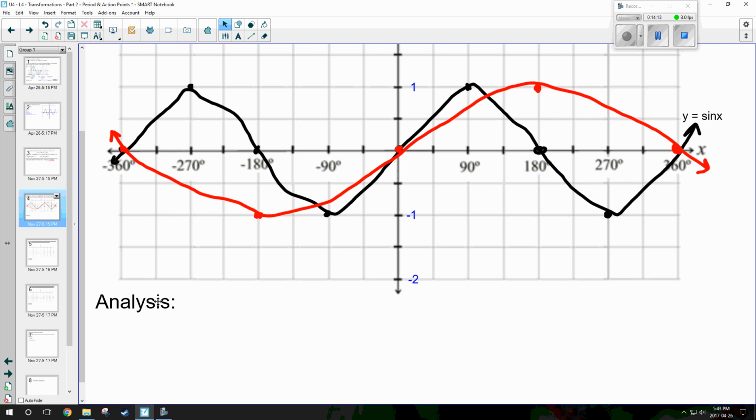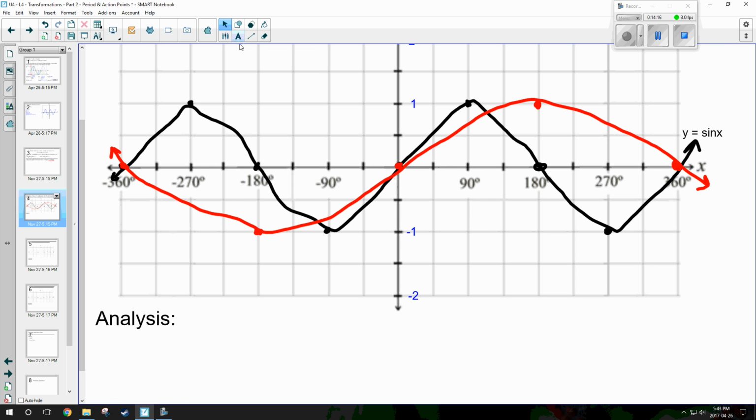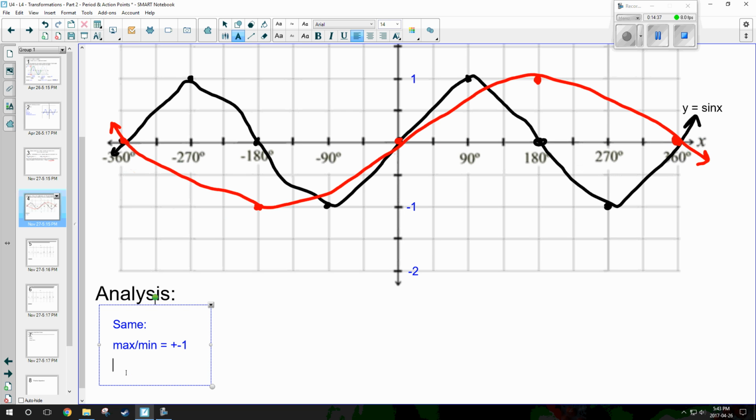So let's look at our analysis here. So again, we want to list out what's the same and what's different. So looking at this, we want to list out what's the same. So we look and see our maximum is still at 1 and our minimum is still at -1, so those haven't changed. So max / min is equal to ±1. We also want to look at our amplitude. So if we go from our axis of our curve up to our maximum, we still have an amplitude of 1.